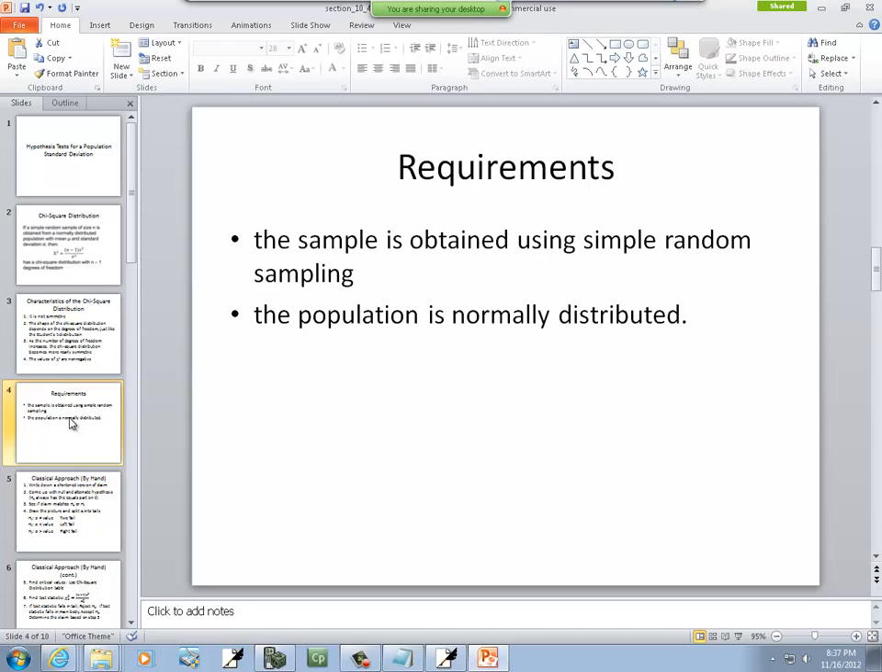Now, requirements for you to use this: the sample is obtained using simple random sampling, and the population is normally distributed. Now, I've made up some problems, and I'm not sure whether I've actually stated those two requirements, but we'll run on the assumption that they're true.